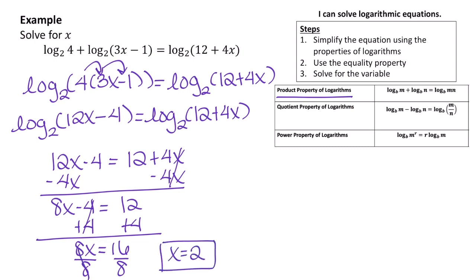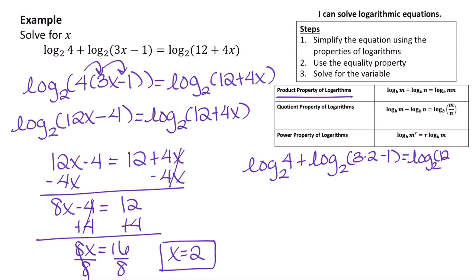Remember, you always want to check your solutions and make sure that they work in your original problem. So I have the log base 2 of 4 plus the log base 2 of 3 times 2 minus 1 equals the log base 2 of 12 plus 4 times 2. So now I have the log base 2 of 4 plus the log base 2 of, let's see, 3 times 2 is 6, 6 minus 1 is 5. And that equals the log base 2 of, let's see, 12 plus 4 times 2. 4 times 2 is 8. 12 plus 8 is 20.